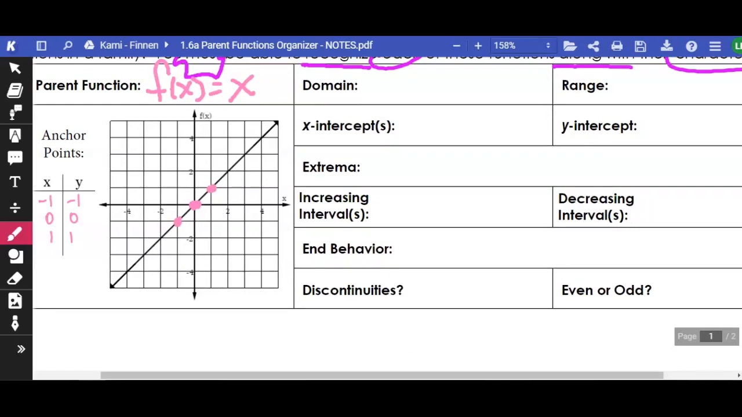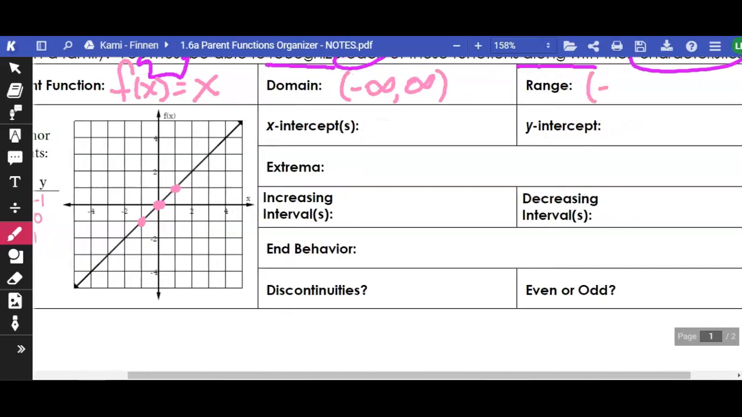All right, so our domain, well, it's all real numbers, so we're using interval notation. So this is going to be negative infinity to infinity. Our range, same thing, negative infinity to infinity. Okay, and those are open because you never include your infinities. So then our x-intercepts, where does it cross the x-axis? And since this says intercepts, it's not a set, it's an ordered pair. So this would be 0, 0. And then my y-intercept is also 0, 0.